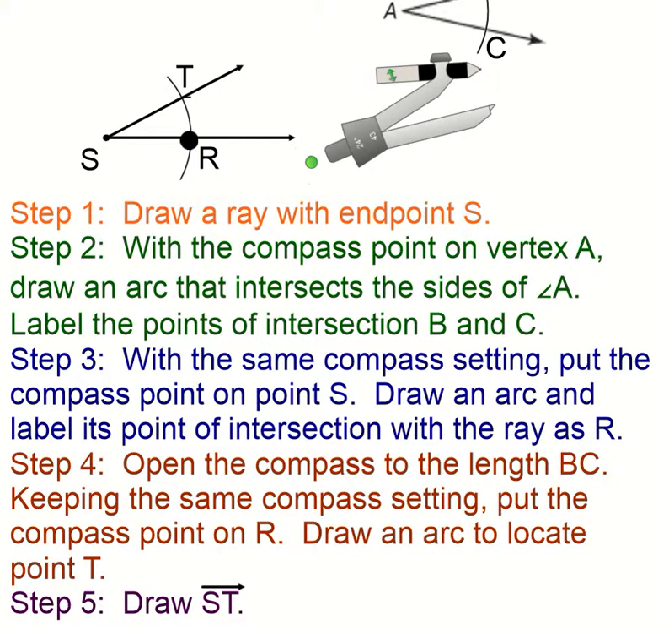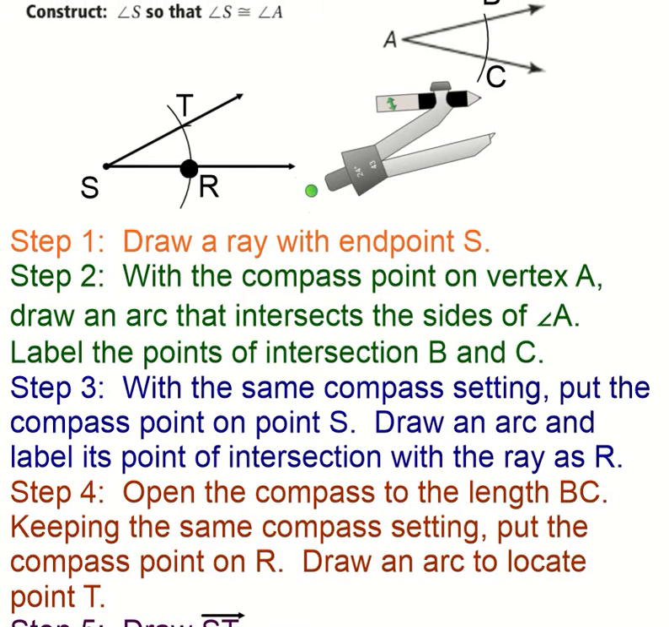With the compass on vertex A, we drew an arc that intersects the angle at B and C, and so we labeled those points B and C. With the same compass setting, I then drew an arc that went through ray S and then went up a ways. Then I measured the distance between point C and B on angle A, drew a little arc through this first arc I had drawn, connected my dots, and I now have a ray. And now I have 2 rays, which makes an angle.